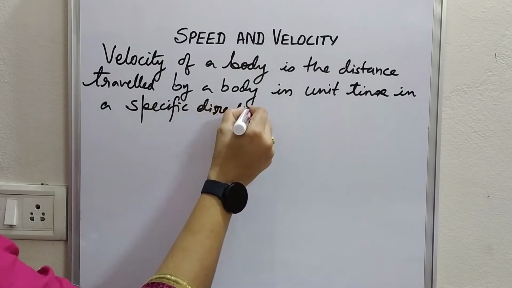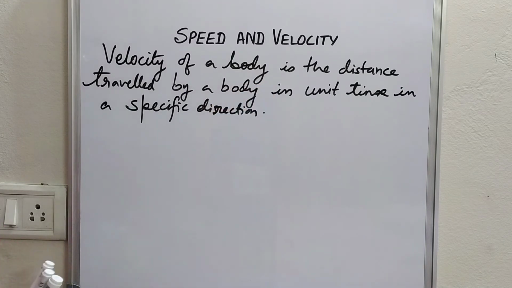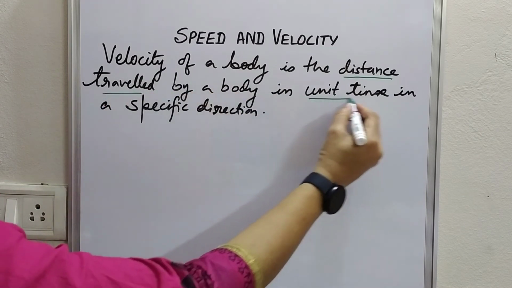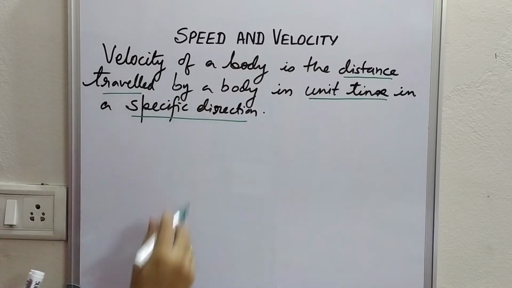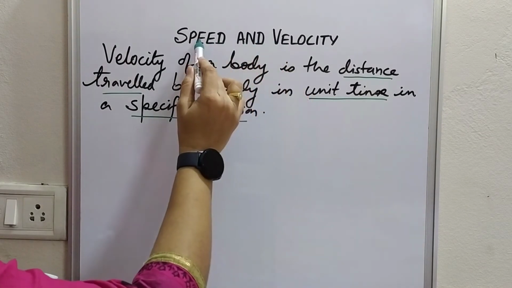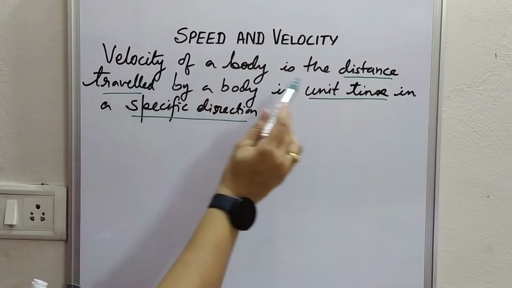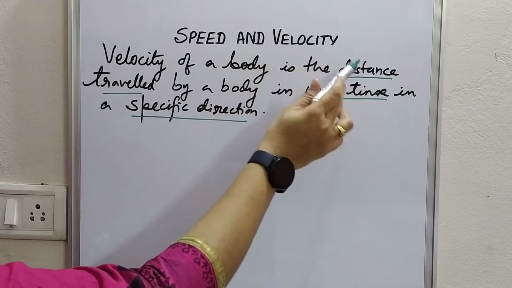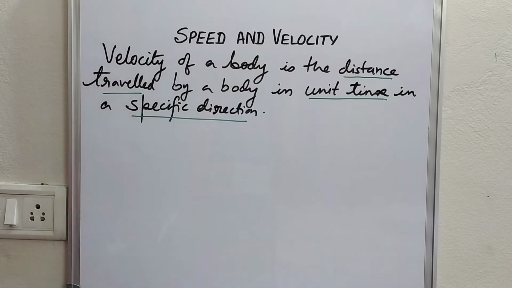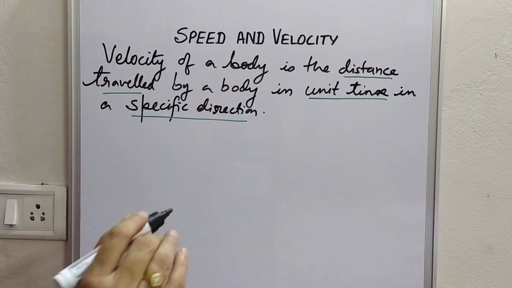Specific direction. Yes. So velocity of a body is the distance travelled by a body in a unit time in a specific direction. The only difference in the definition of speed and velocity is speed is the distance travelled by the body in unit time, but velocity is the distance travelled by a body in unit time in a specific direction. So velocity talks about a direction. Velocity considers a direction. So velocity is a vector quantity, but speed is a scalar quantity.